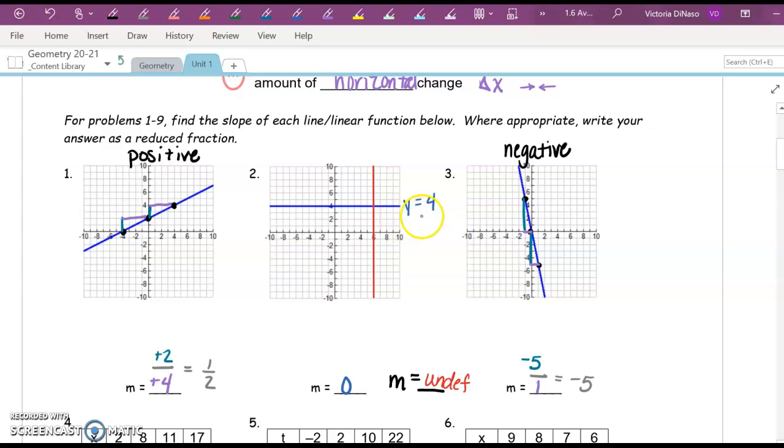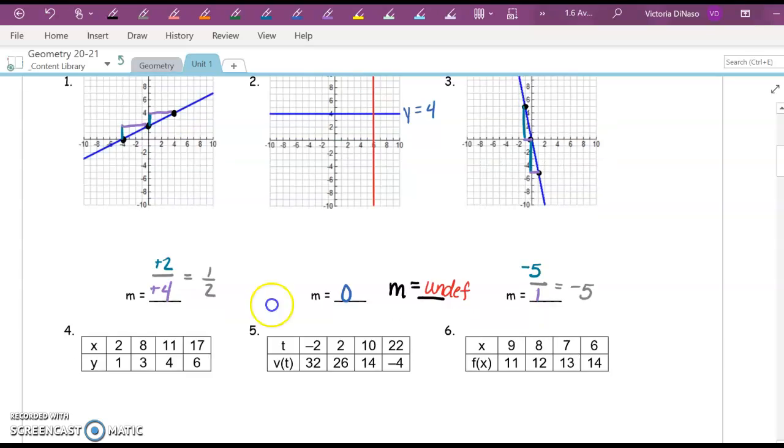Anytime that we have y equals a number, my slope is going to be 0. In this case, the line is going through the x-axis at 6, so we have x equals the number 6. Anytime that we have x equals a number, my slope is undefined.